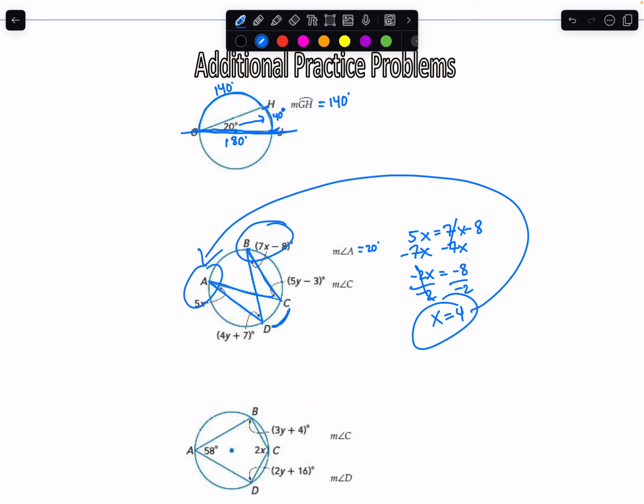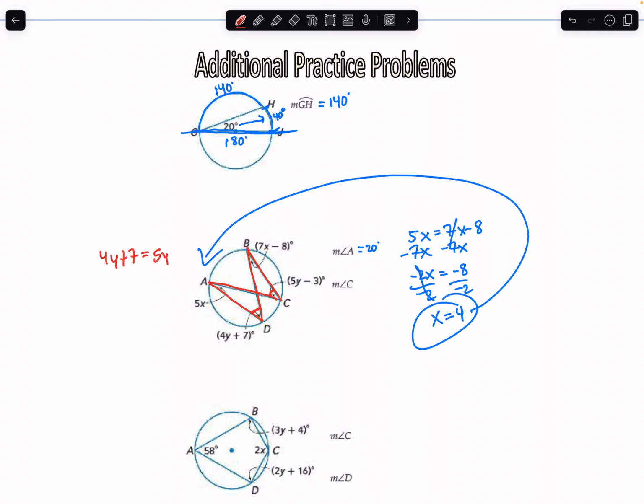So, to find angle C, now I want to look at the other side. I'm going to erase this a little bit. To find angle C, I'm going to do the other side. Angle C opens up to arc AB, which means angle C will be the same as the other angle that opens up to the other side. These two are the same. So I can make an equation that says 4y plus 7 is equal to 5y minus 3.